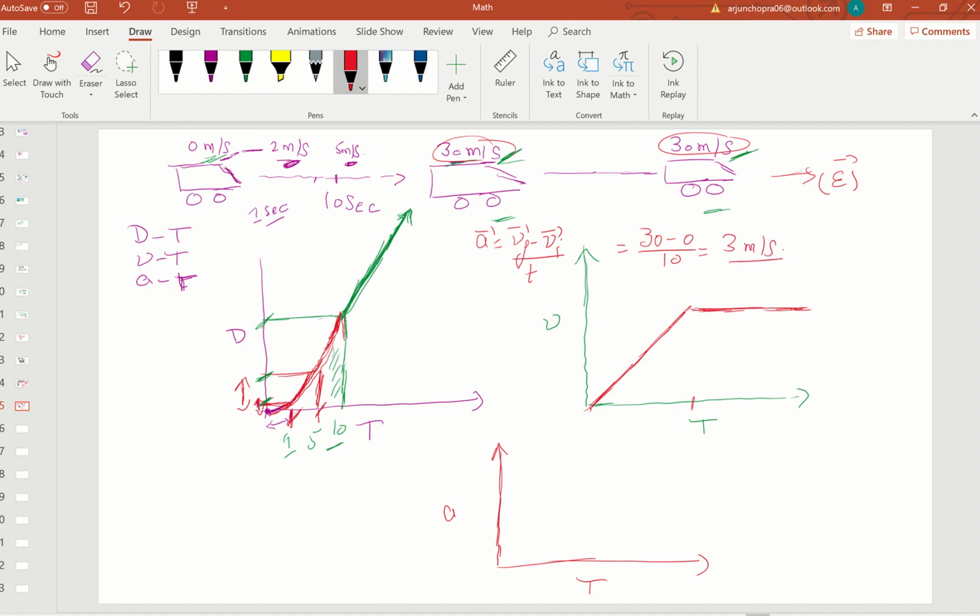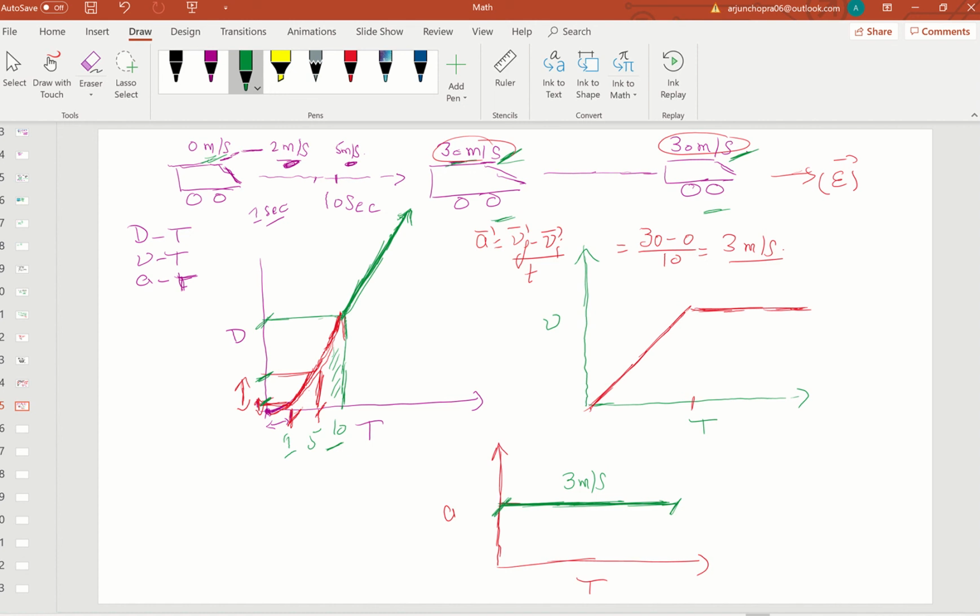So in every second the car's velocity has changed by 3 meters per second. So acceleration is 3 meters per second in every second. So now velocity changed by 3 meters per second. So the acceleration for the first 10 seconds will be equal to 3 meters per second, and it will be a straight line because that's an average acceleration.